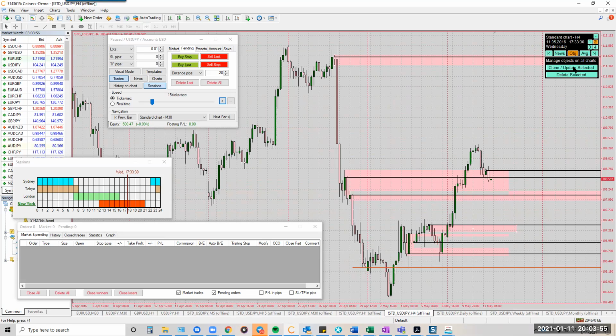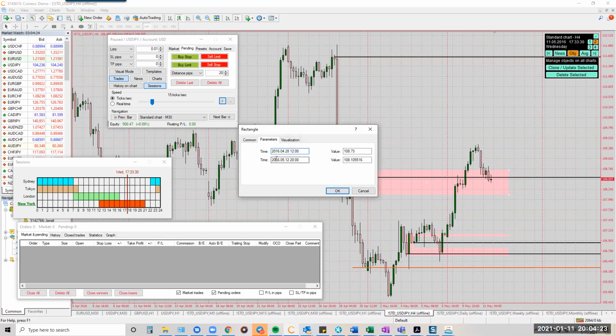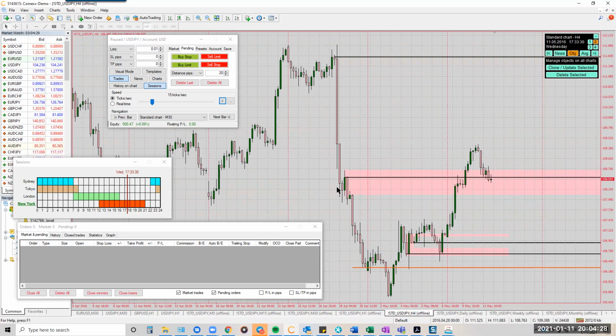So let's clone that. Let's give it a zone box. And I'm gonna take some of these other ones off. I'm gonna take that one off. This one. Let me bring my top here.